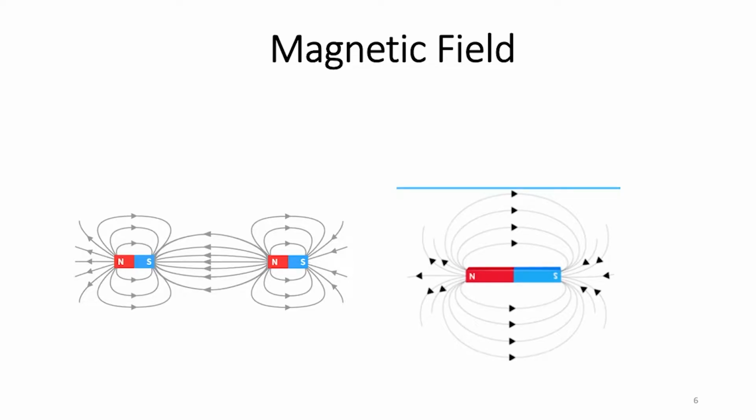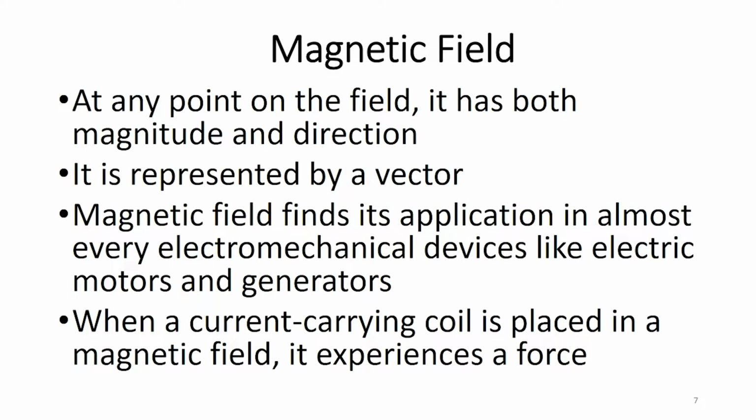In the figure we can see the magnetic field lines that go from north pole to south pole, in both the isolated magnet and with two magnets. At any point on the field, it has both magnitude and direction. It is represented by a vector.